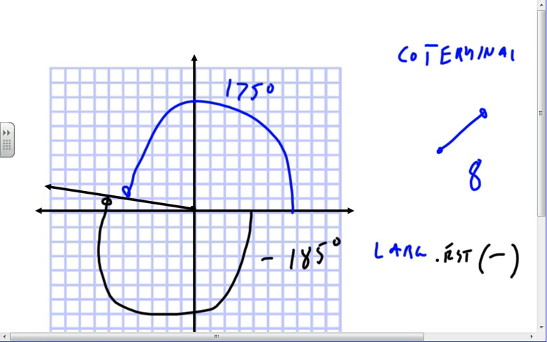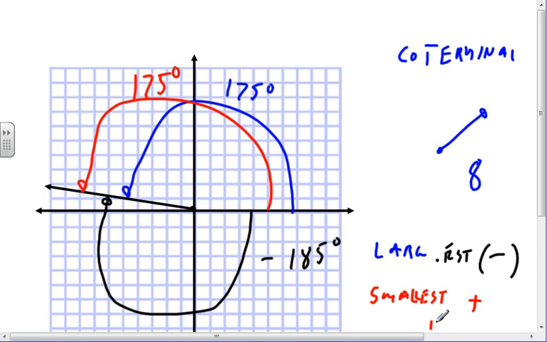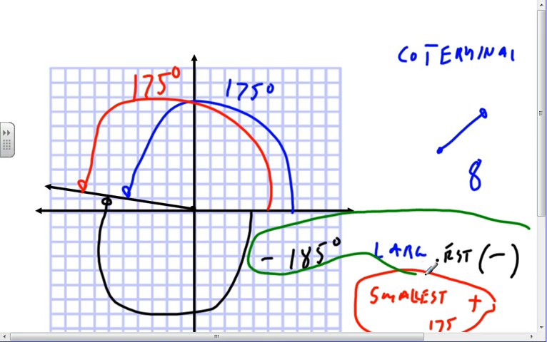So now I want the smallest positive angle. Okay, so I'm coming this way, I'm going to there, 175 degrees. That's the smallest positive. So the smallest positive, 175. The largest negative, minus 185. And who's going to ask such a stupid question on a test anyway? I don't know. Maybe the author might. All right. We're going to do 16 next.